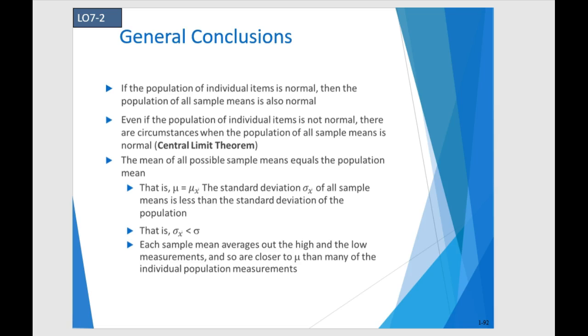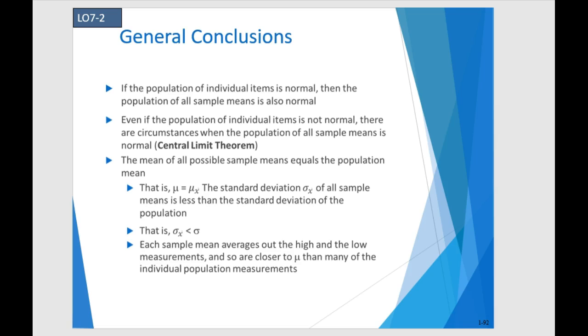All right, the mean of all possible sample means equals the population mean. We went through that in the last slide. That is mu is equal to mu of x bar. The standard deviation sigma x bar of all sample means is less than the standard deviation of the population. Also in the last slide, that is yes and yes. Each sample mean averages out the high and low measurements and so is closer to mu than many of the individual population measurements. Okay, so that's important to note.